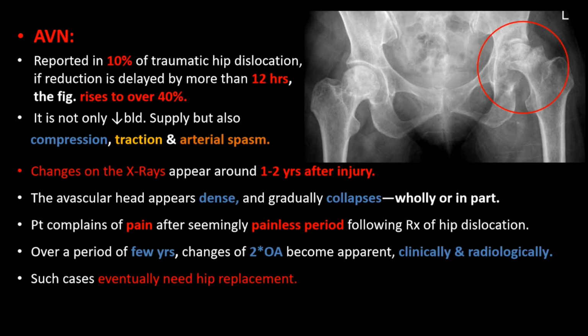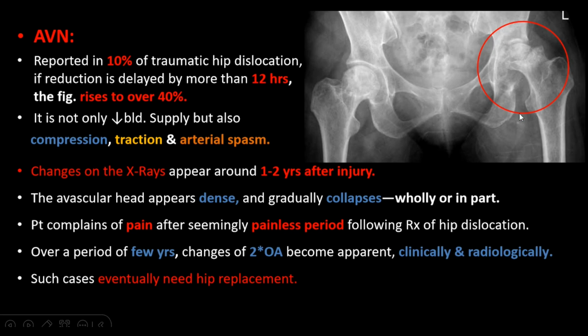Then it is not only a decreased blood supply that will lead to the necrosis of the head of the femur. There are other things also, like the compression of the blood vessels, the traction of the blood vessels, and the arterial spasm in the blood vessels. And all these factors collectively will work together, leading to the avascular necrosis of the head of the femur. Now, changes on the X-ray do not appear for around 1 to 2 years after injury. So, the avascular head appears dense and gradually collapses.